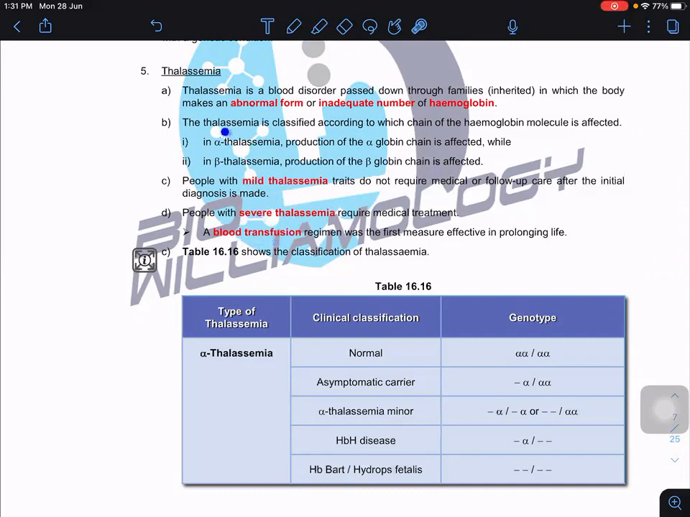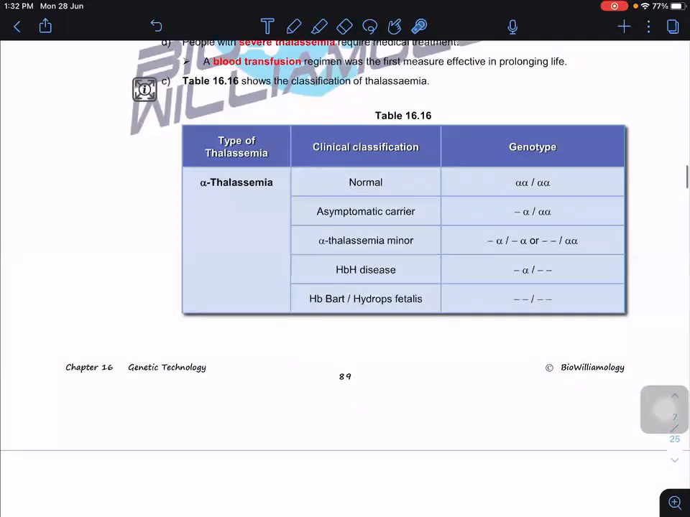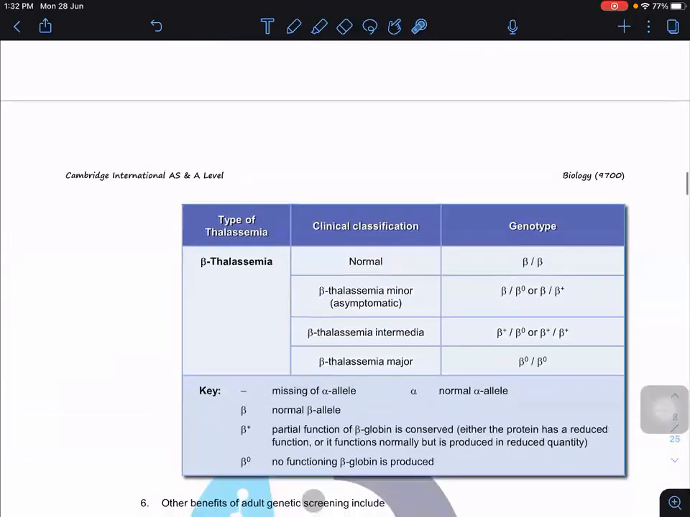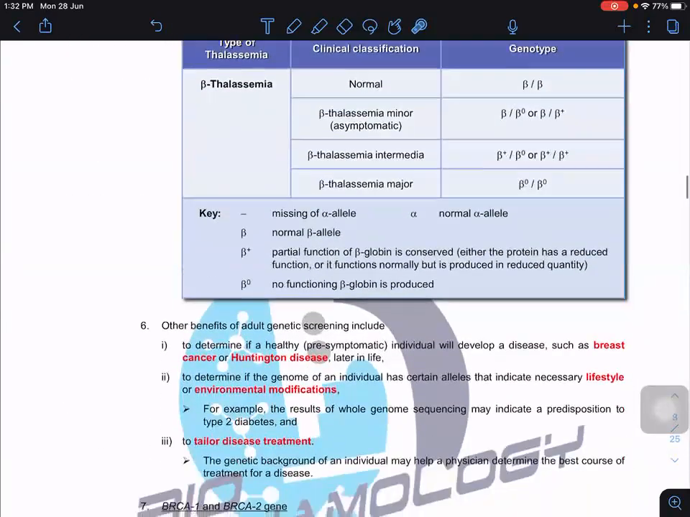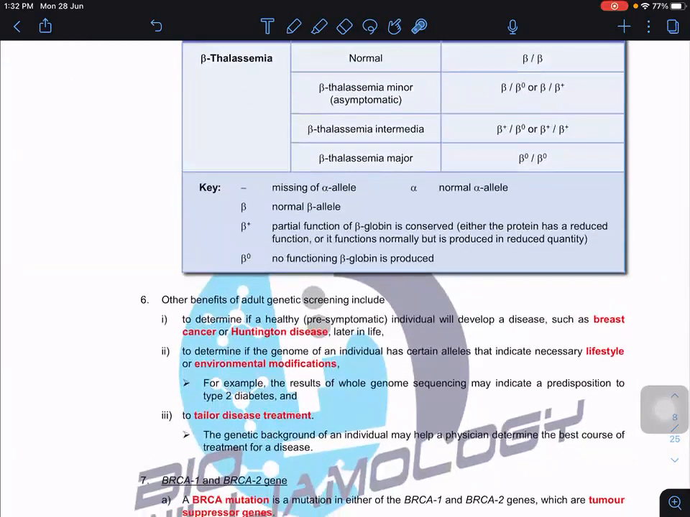Okay, so we have the alpha and beta. Alpha basically means alpha globin change is affected, and beta means beta globin change. If you are interested to know more about thalassemia, this is the information on thalassemia, you can have a look. I won't go into detail about this table. You can have a look.